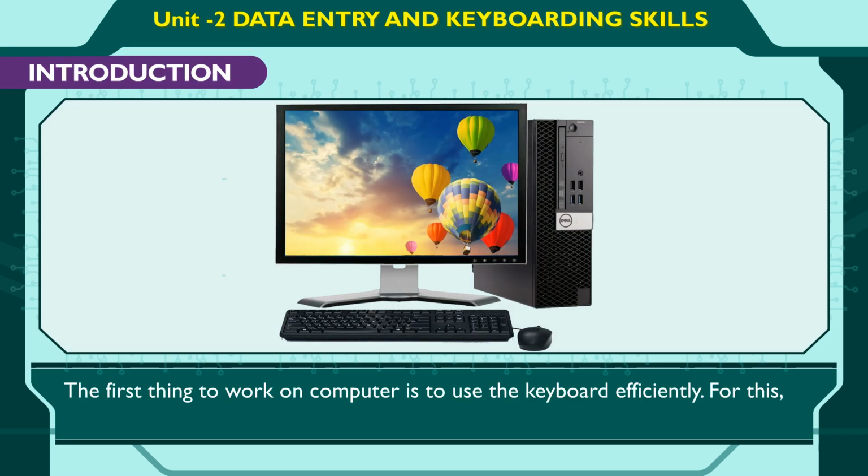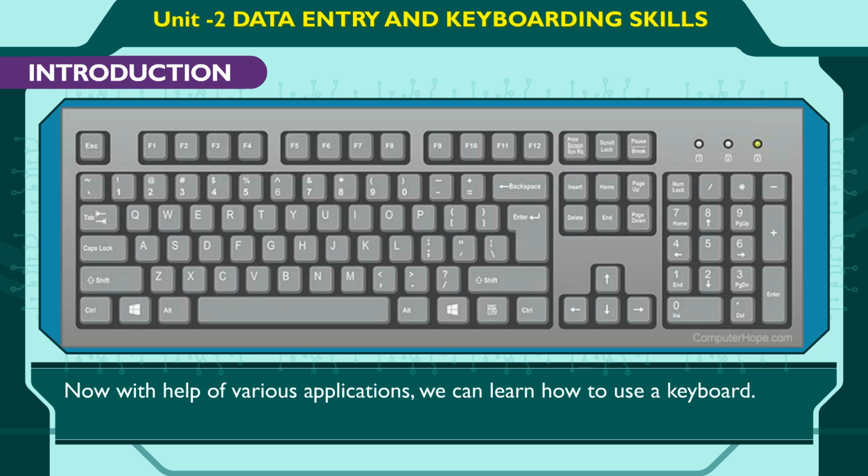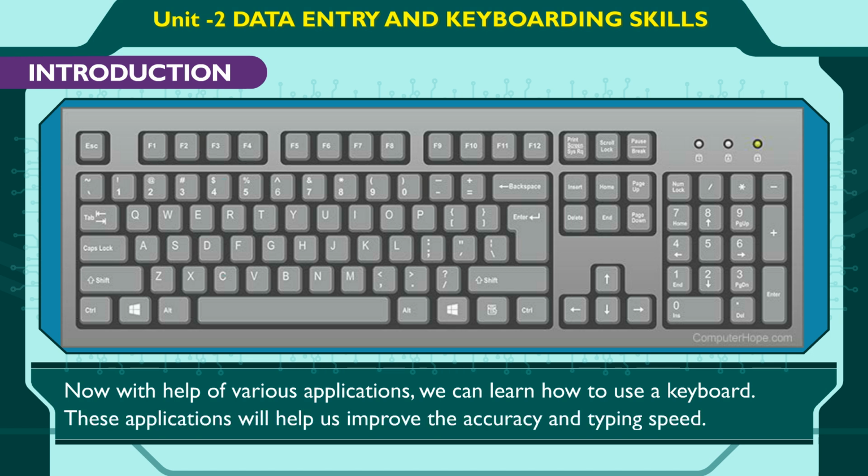Introduction. The first thing to work on a computer is to use the keyboard efficiently. For this, you have to know about keyboarding skills and typing ergonomics. Now with the help of various applications, we can learn how to use a keyboard. These applications will help us improve accuracy and typing speed.